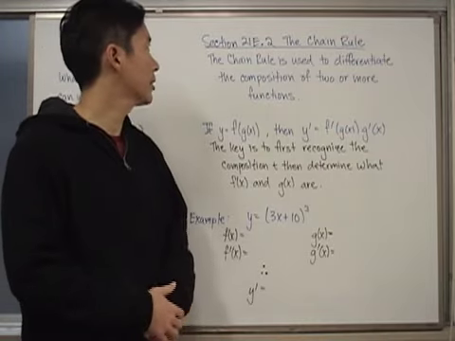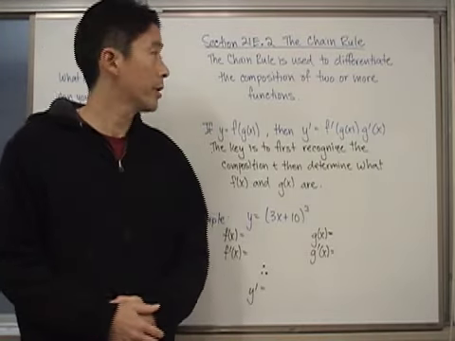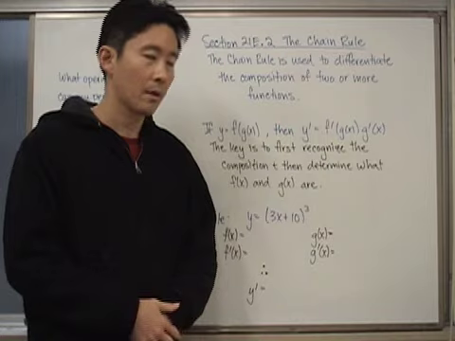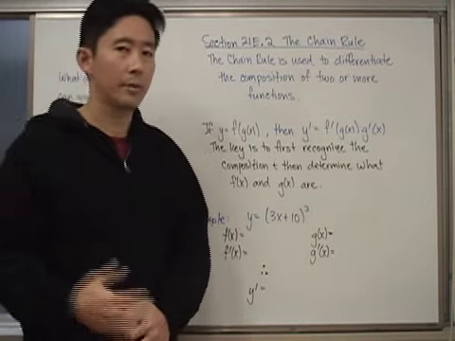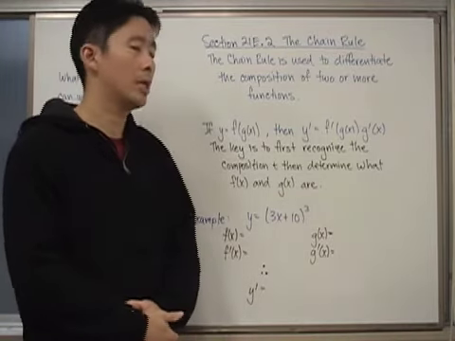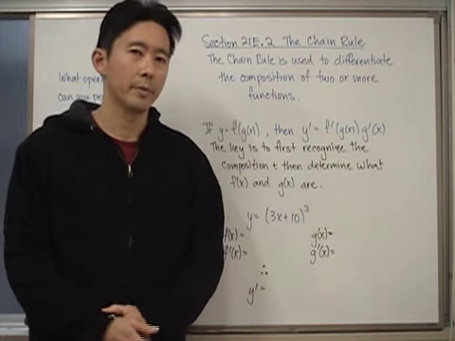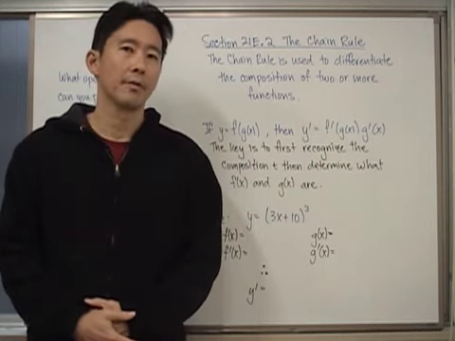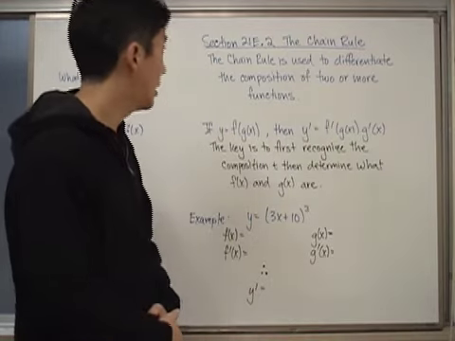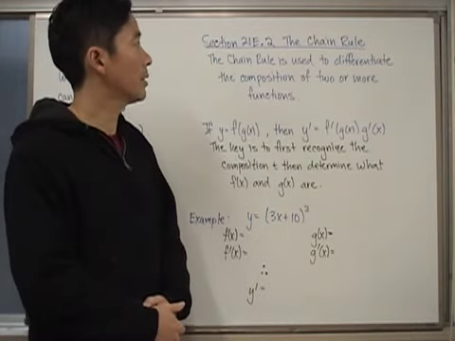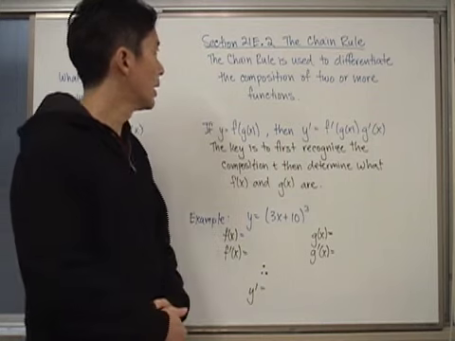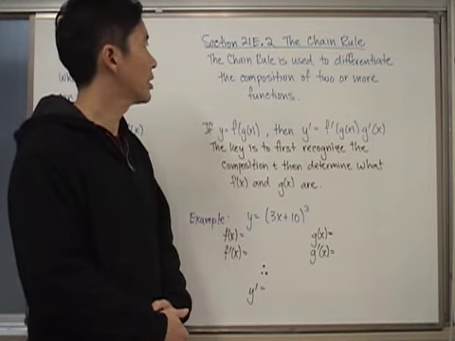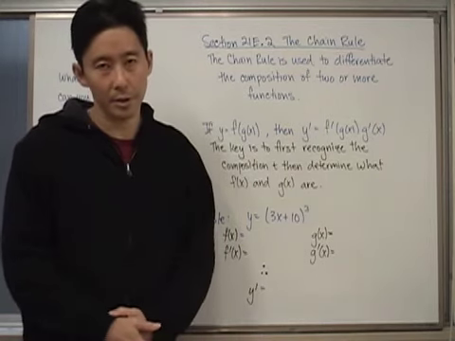Let's go ahead and take a look at section 21E.2, which is called the chain rule. Now we are going to be skipping over 21E.1 because we want to just jump straight into differentiation of a particular type of function. So let's take a look at what the chain rule is used for. It says the chain rule is used to differentiate the composition of two or more functions.